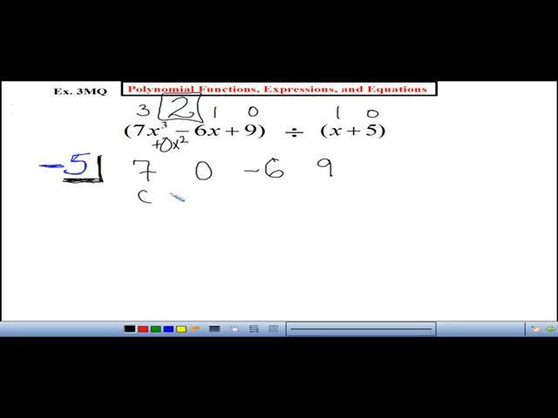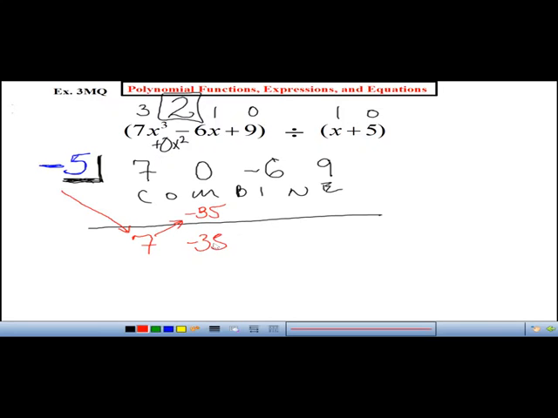All right, so I'm going to write combine. Leave an empty space. Draw my line across. And what is the first number that goes down? 7. So what is -5 times 7? -5 times 7, that's -35. Goes up here. Combine. We bring down the -35. Let's multiply again. -5 times -35, that's positive 175. Combine. 175 minus 6, that's 169.